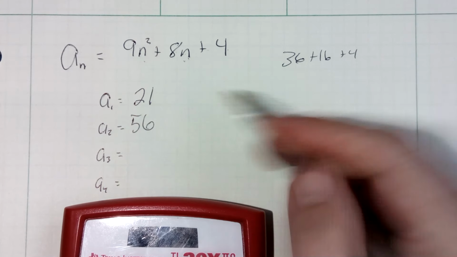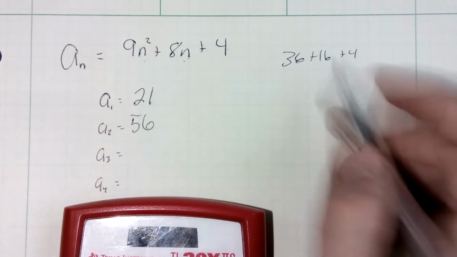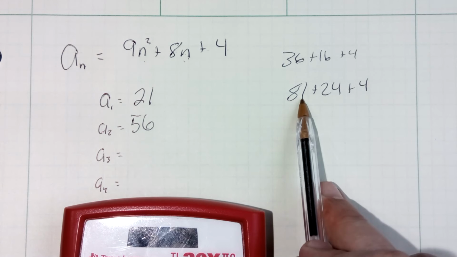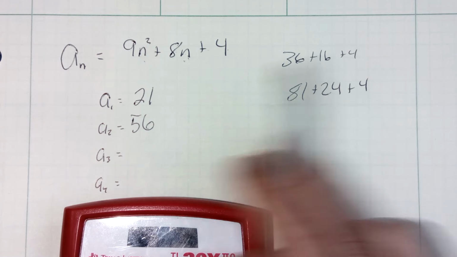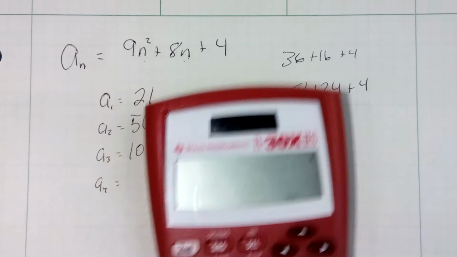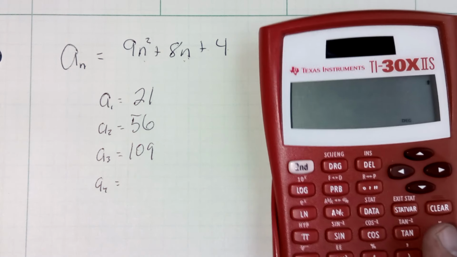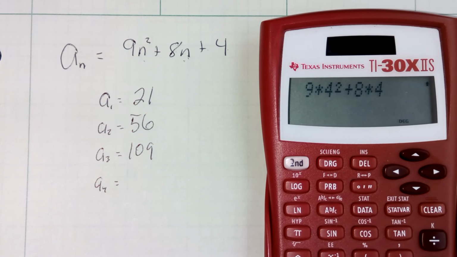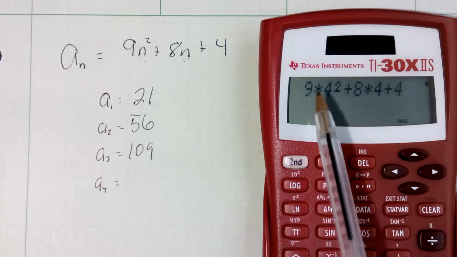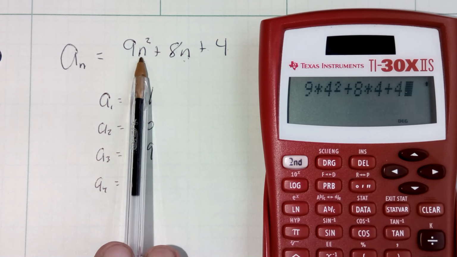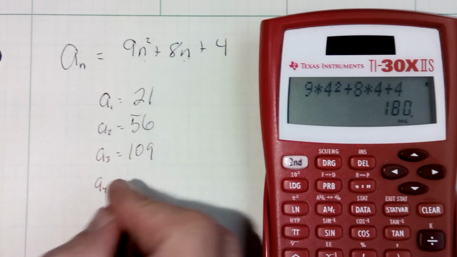To find my third term, 3 squared is 9. 9 times 9 is 81. 8 times 3 is 24. Then add 4. So here we get 105, 109. So we get 109. Now, again, as we get harder, we might want to use our calculator to find the fourth term. I might try not to get a glare on the calculator here. To find the fourth term, I would do 9 times 4 squared plus 8 times 4 plus 4. And the calculator follows order of operations. Hopefully you can see that this representation matches this, just with a 4 replacing the n's, and I hit equals, and I get that the fourth term is 1080.